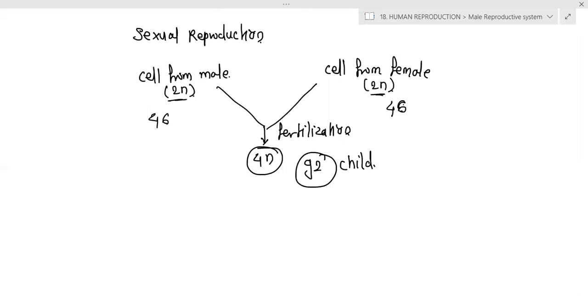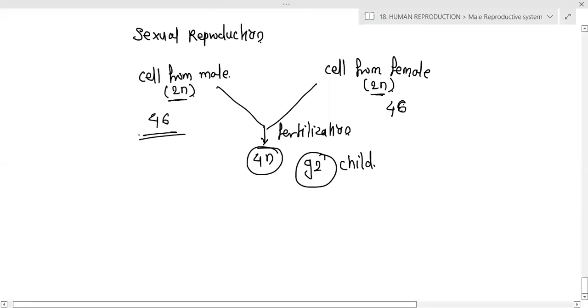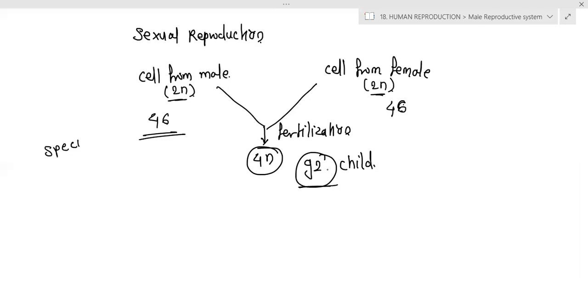And having a specific number of chromosomes is a specialty of what makes us human. Having 46 chromosomes makes us human, correct? In every species the chromosome number is fixed. That's what makes us one species. Understanding? And if the number of chromosomes changes every time in reproduction, then the motive of reproduction will change. Agree? The motive of reproduction is what? Production of an organism of its own species. If the species changes every time, then it won't be sexual reproduction. Agree?